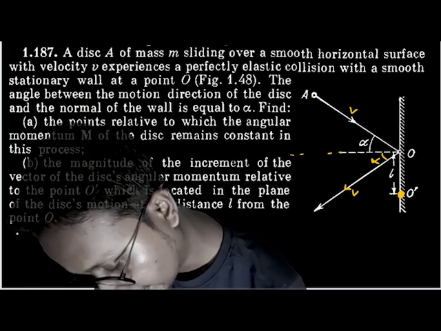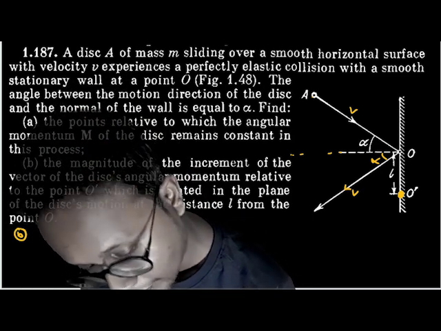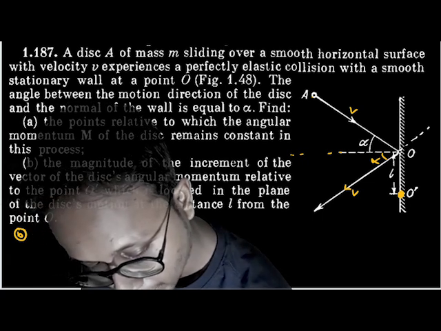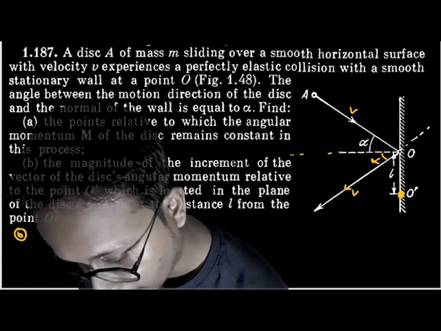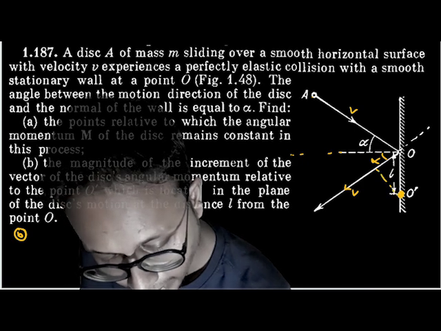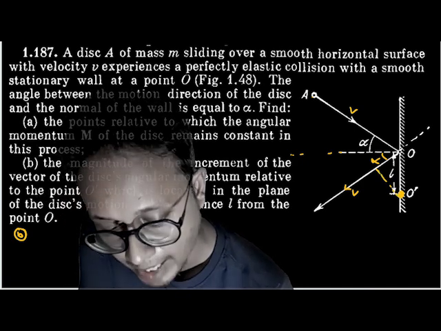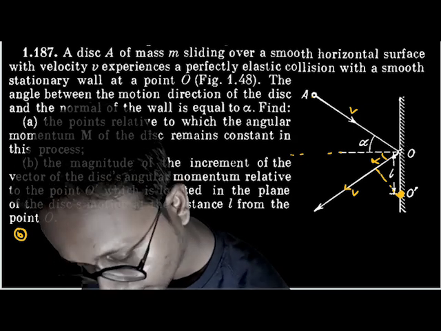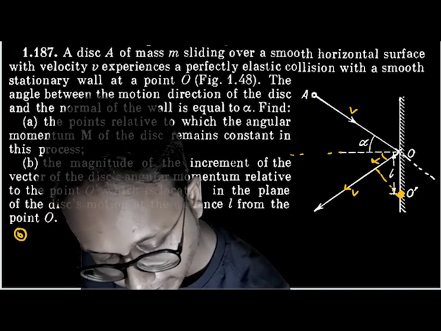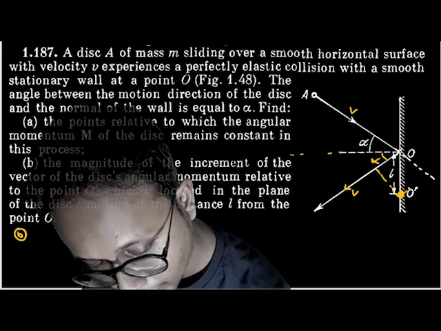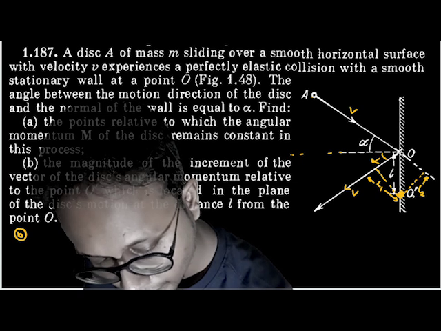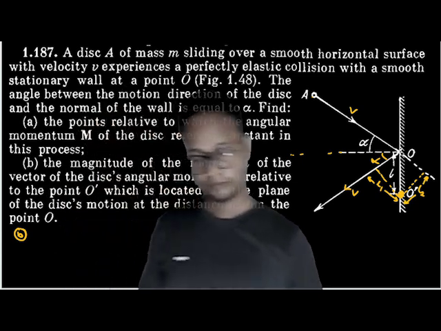For the second part of the question, the final angular momentum is found by drawing a line perpendicular to V, connecting the origin. Before the collision, this is the origin, this is the extension of the initial velocity vector, and this line is perpendicular to the initial velocity vector. So this line is L1, this line is L2, about this point.